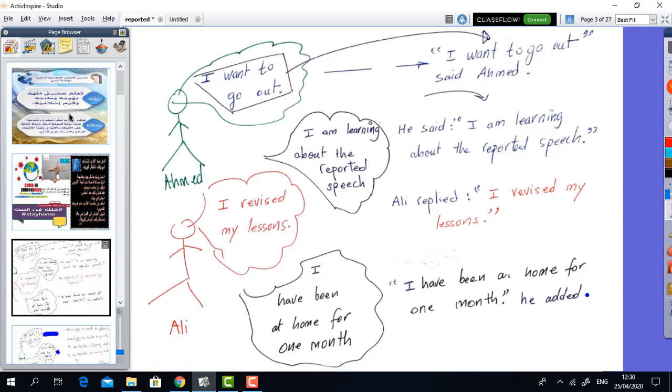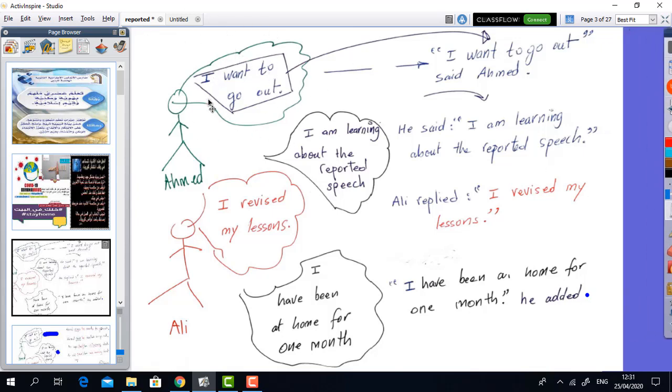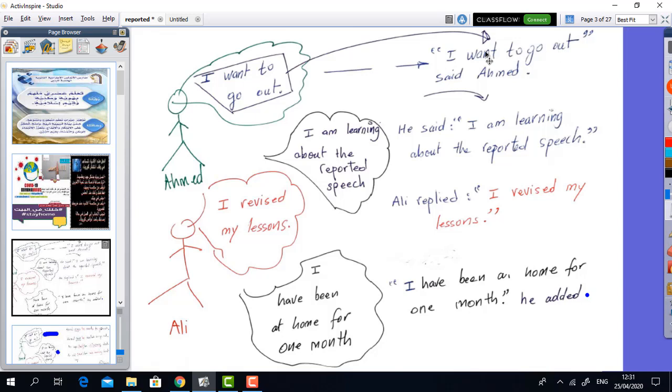So today we will revise what we have seen about reported speech. Just to remind you, we saw that when someone speaks, let's take this example, I want to go out. We can use the direct speech, in which we keep the speech as it was said by the speaker. I want to go out, said Ahmed.